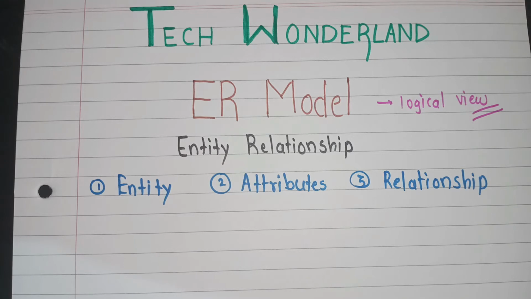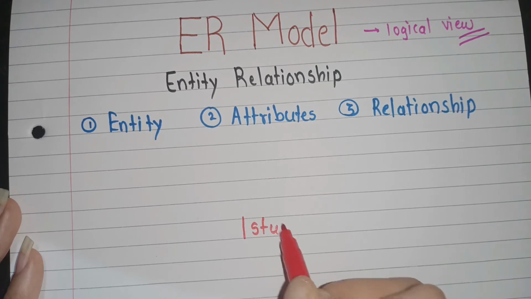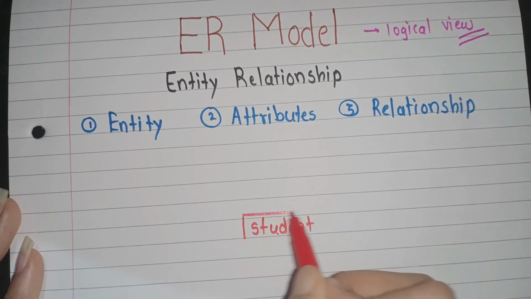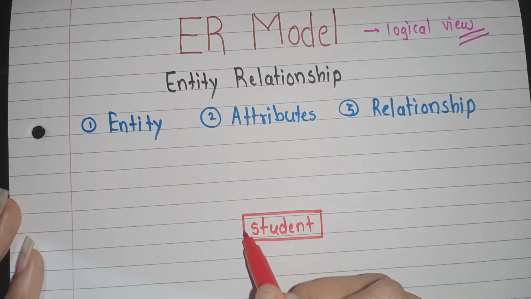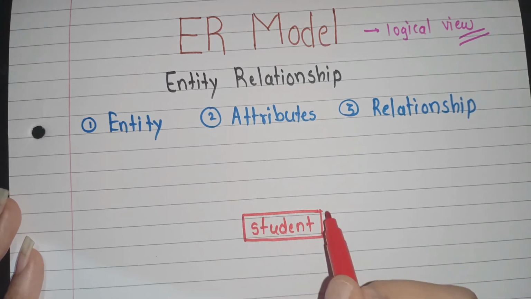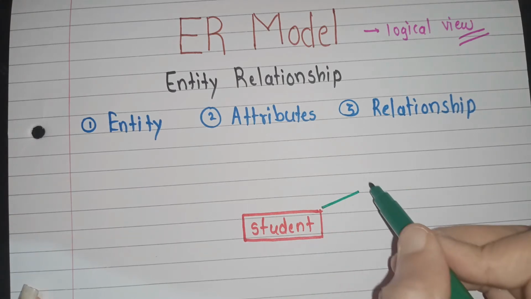Now what is an entity? For that, let's take a simple example. If we say student is an entity, okay, let's draw an entity first. Here, suppose student is an entity. We will represent entity in a rectangular box. Remember this. Now, student will have its name, right?